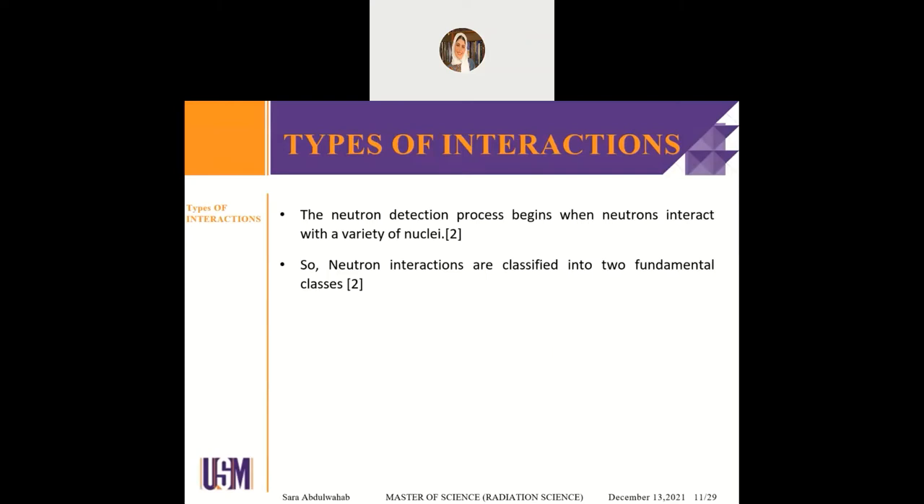Types of interactions. Like I said, we need to go backward a little bit; here we're talking basics. Before we go deeper, I want to mention something. When photons interact with the material, they interact with the electrons surrounding the nucleus. But neutrons interact directly with the nucleus. This is the main difference between them when it comes to interactions with material.